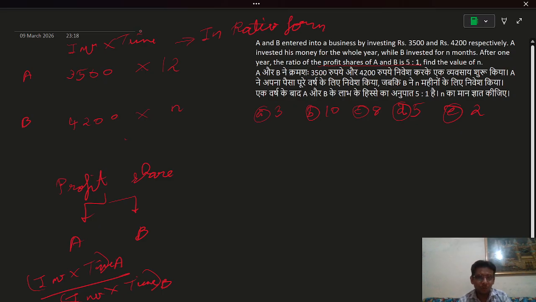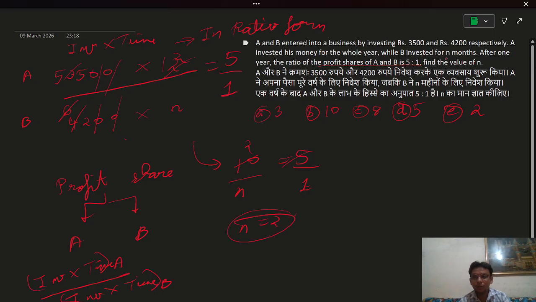Okay. So taking the ratio like this, it will become 5:1. Before reaching this step, let's simplify here only. 7 5s are 35, 7 6s are 42, 2 times. It will become 10 by n equal to 5 by 1. So n will become 5, so 2 times cancel, n will become 2. So B invested his amount for 2 months. Answer is 2 months.